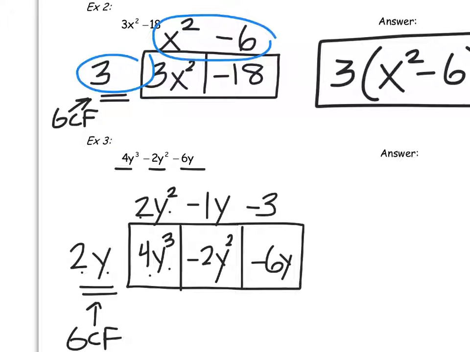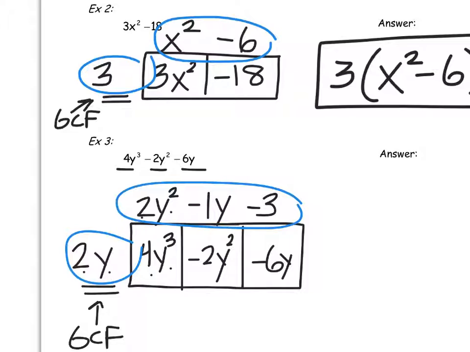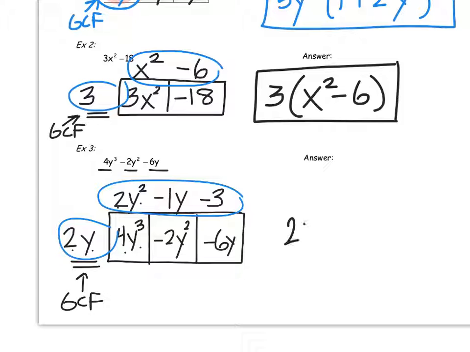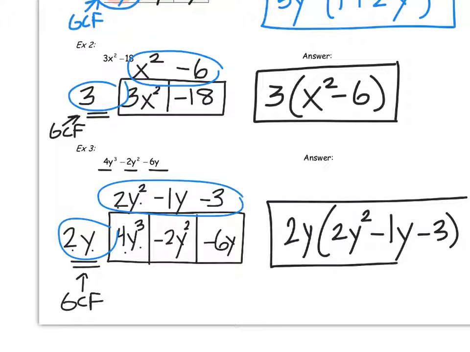All right, my answer is here and here. And the way that we write our answer is the 2y comes first, parentheses, and then I have these 3 terms up here: 2y squared minus 1y minus 3. All right, and let's just check this. 2y times 2y squared is 4y cubed. 2y times negative 1y is negative 2y squared. 2y times negative 3 is negative 6y.